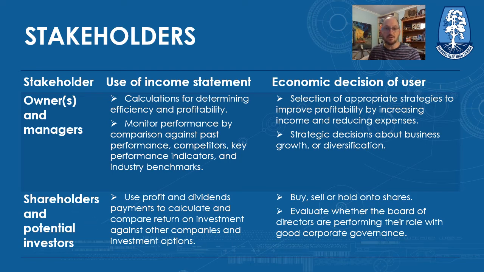Also, shareholders and potential investors. They want to use profit and dividends payments to calculate and compare return on investment against other companies and investment options. So just that as the gross profit margin is one of those ratios that they can use to analyse the profitability and performance for shareholders and potential investors. Their economic decisions that they would be looking to make would be to buy, sell, or hold shares or interest in a business, and to evaluate whether the board of directors are performing their role within good corporate governance.